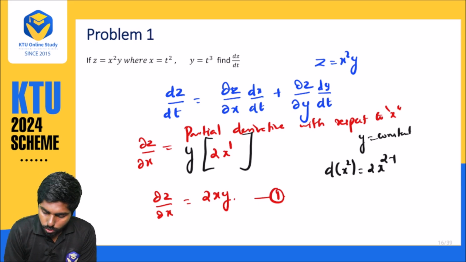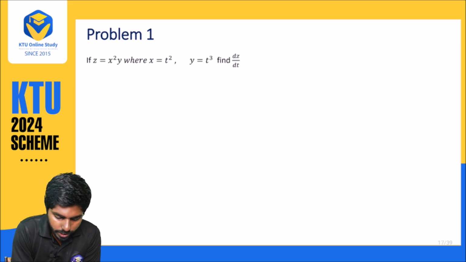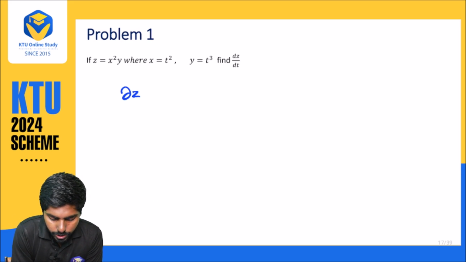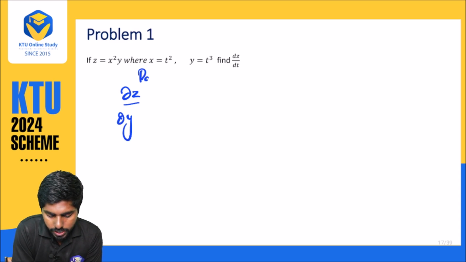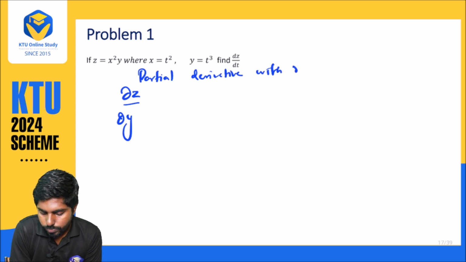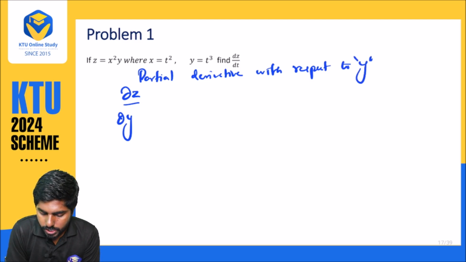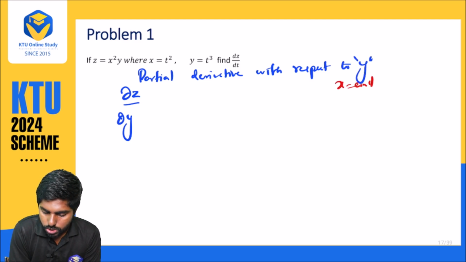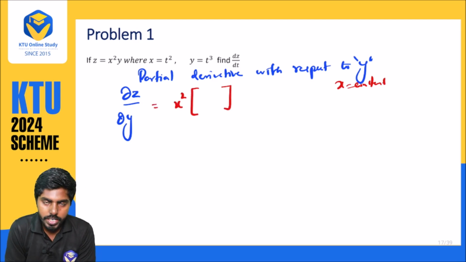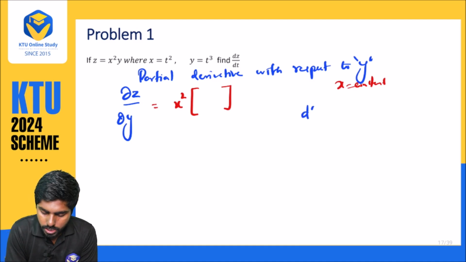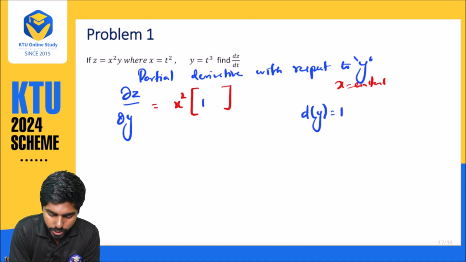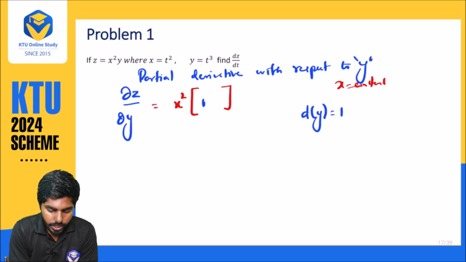Now we want to identify the partial derivative ∂z/∂y, that is the partial derivative with respect to y, treating x as a constant. So x square is constant. The partial derivative of y is what? Differentiation of y is equal to 1. So we write 1, and we are getting the value.